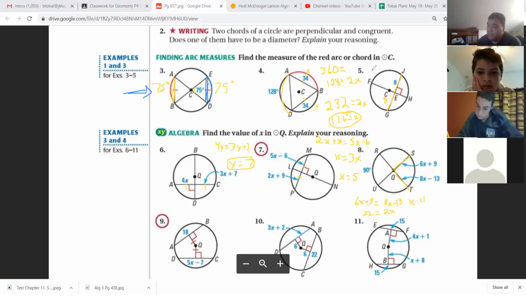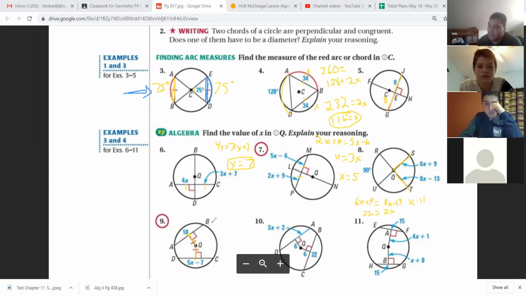All right, number 9. Again, this is a different rule though. If you have two chords that are perpendicular and the same distance from the center, so what does that mean? That means that this little line is the same distance as this line here. That means the two chords are not only congruent, but they're also being bisected right here. Or this is a midpoint, however you want to say it.